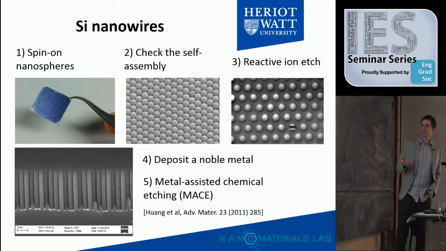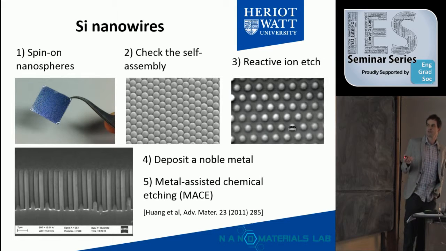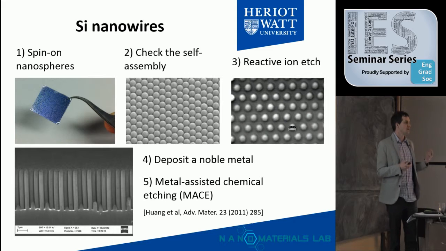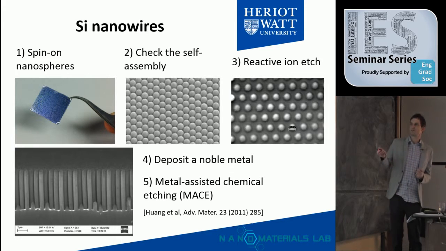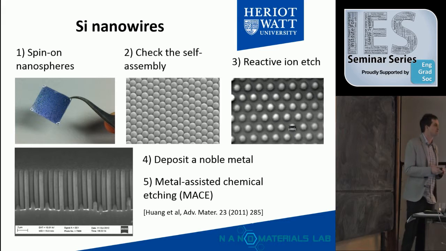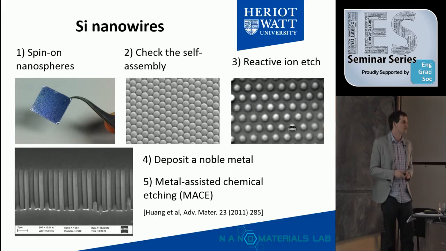So we use a metal assisted chemical etch process to do this. Basically we take our piece of silicon and we spin on little polystyrene nanospheres in solution. Doing this with spin coating, you can get nice self-assembly. That's just a very small snapshot, but you can get quite nice self-assembly on the surface. We then use a reactive ion etch to etch these down a little bit. Basically these are polystyrene masks on a silicon substrate.